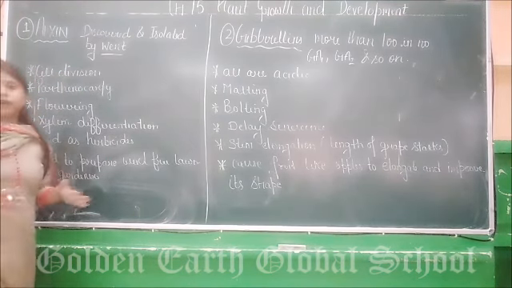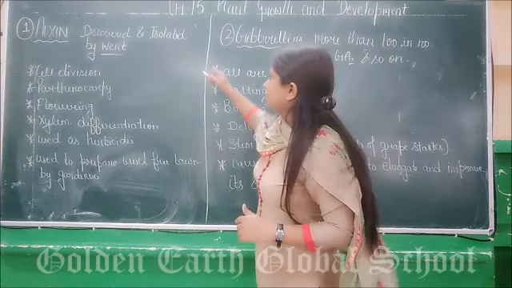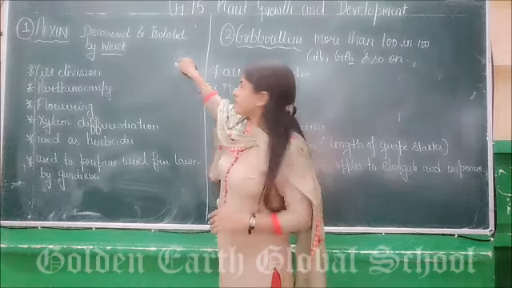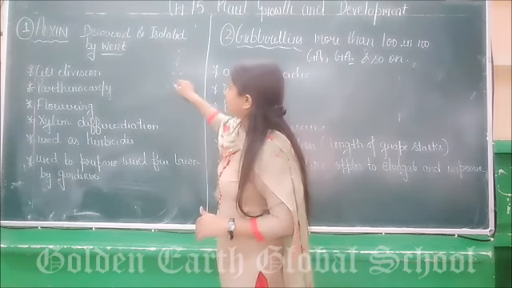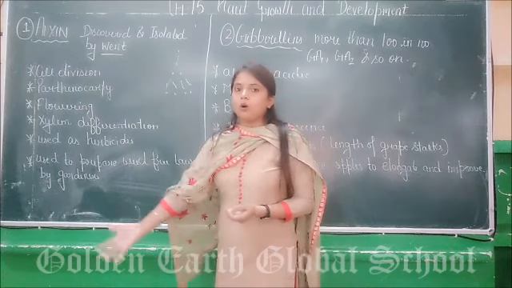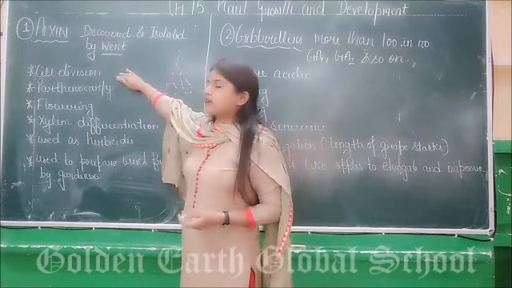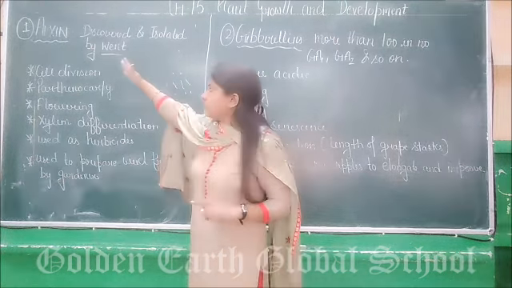Number one, they help in cell division, right? What is cell division? A single cell becomes two cells and then further four cells. So the cell division will go on, right? So firstly, auxins have the property that they help in cell division.